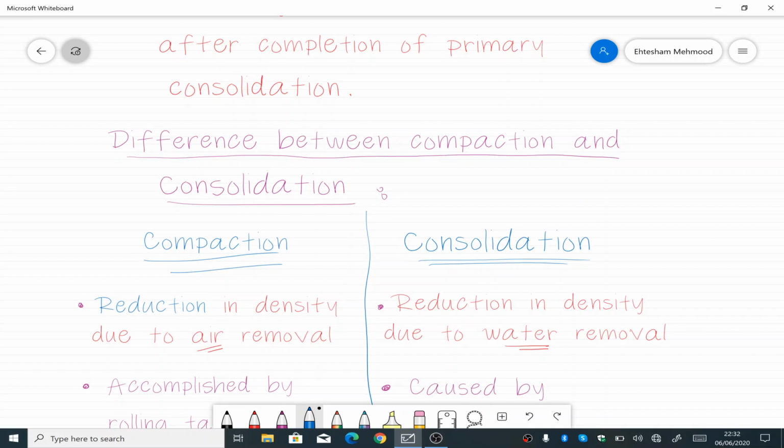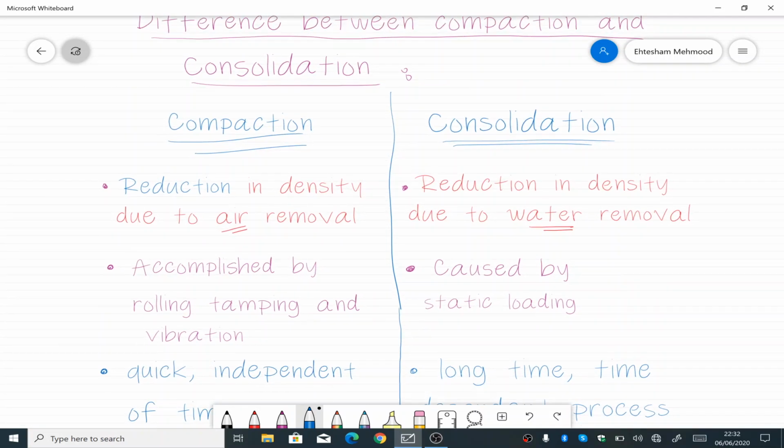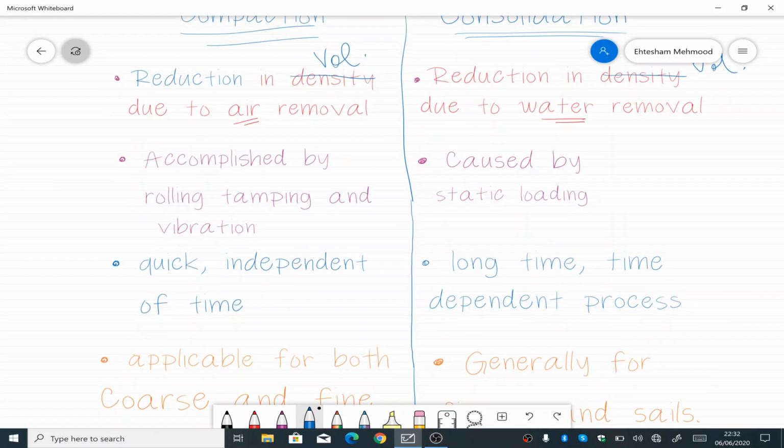Now we look at the differences between compaction and consolidation. We have already discussed compaction in our previous lectures, so it will be easier to compare the two. In both of them we have reduction in volume, or increase in density. The reduction in volume in case of compaction is brought about by removal of air, whereas in consolidation, the reduction is brought about by the removal of water.